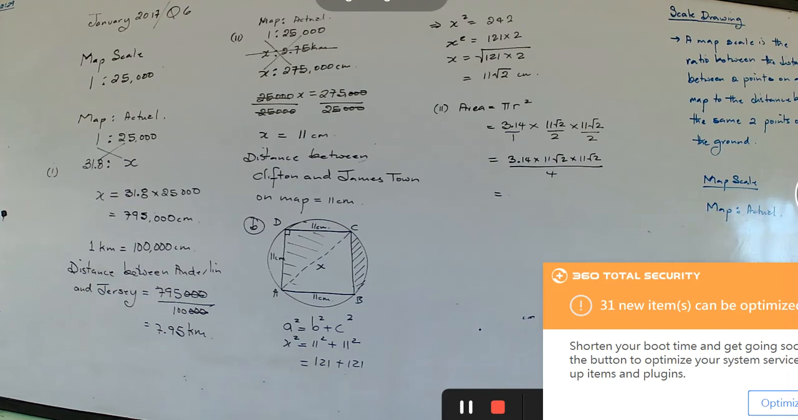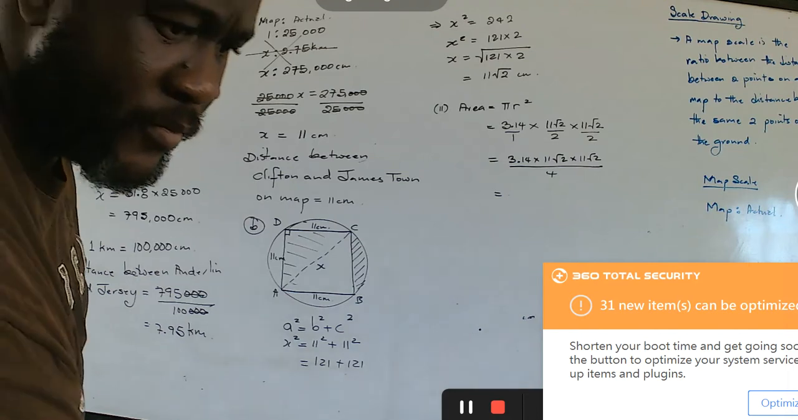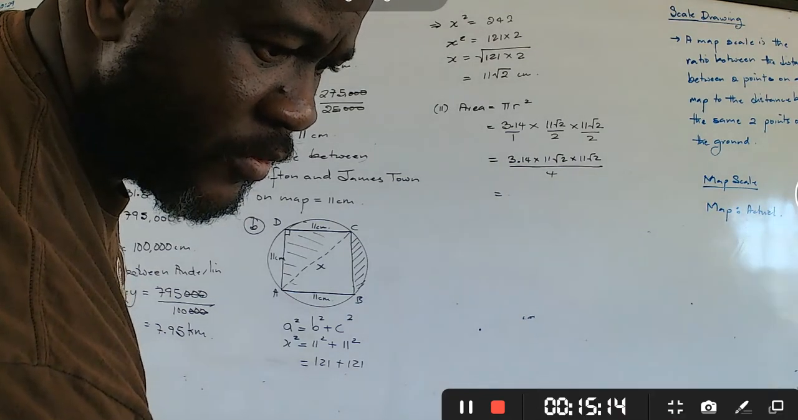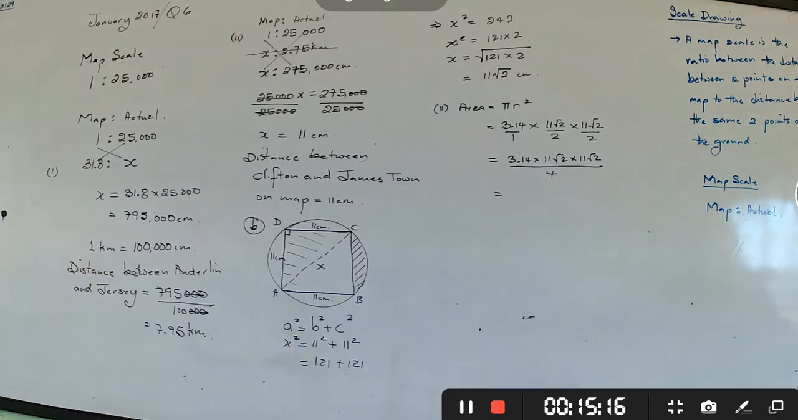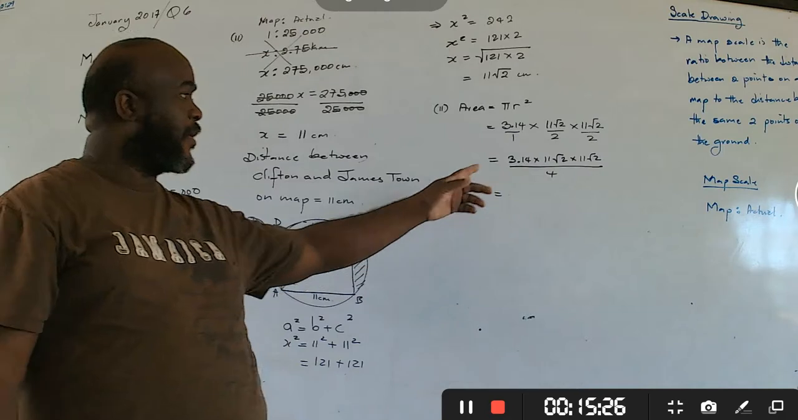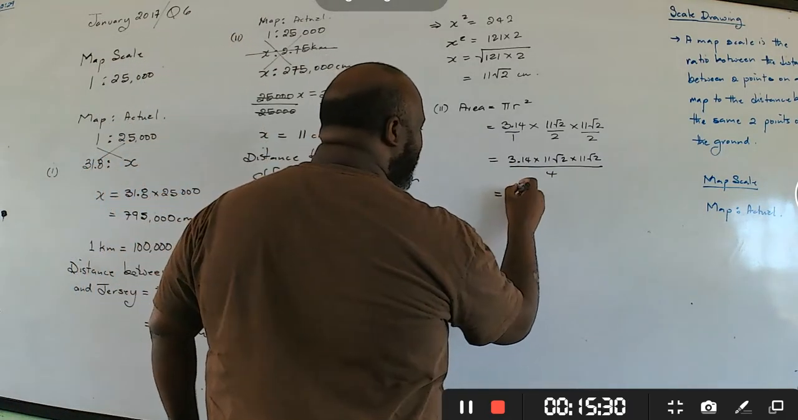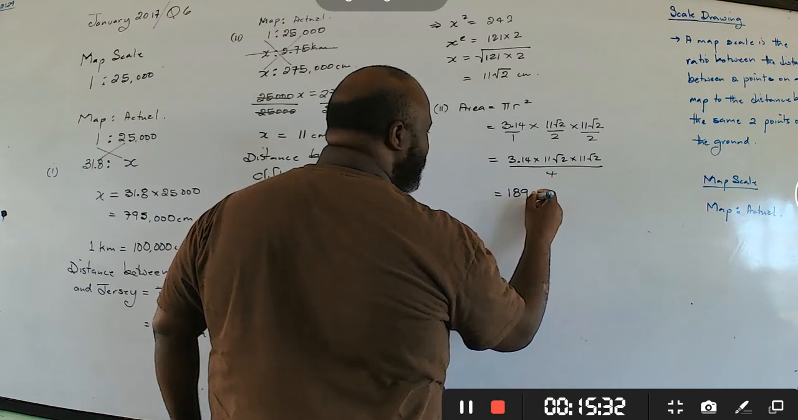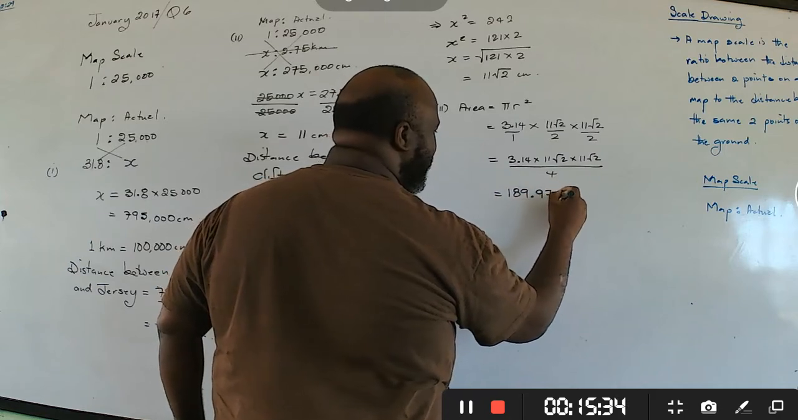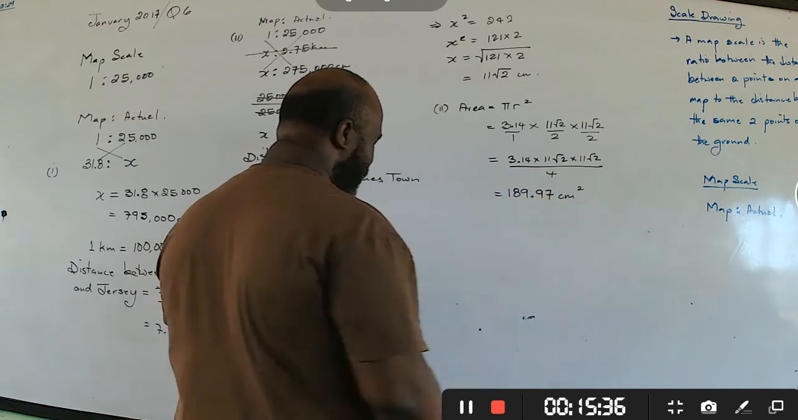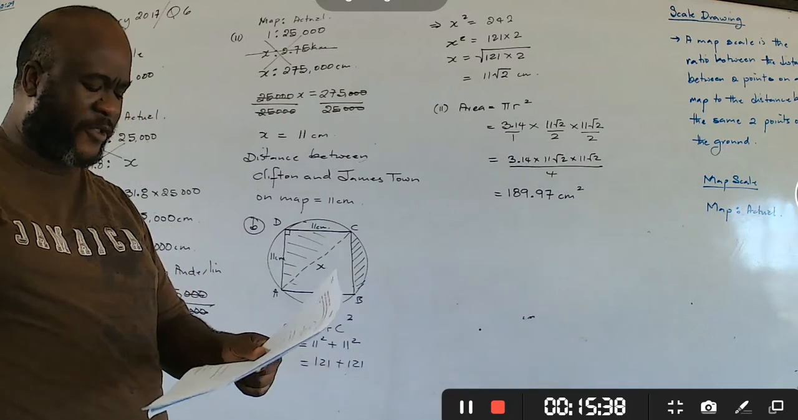Alright, come people, we need to finish this thing. Let me just finish the question. Alright, let's finish this, guys. Now, work it out and tell me what you get. 189 point what? 97 centimeters squared.